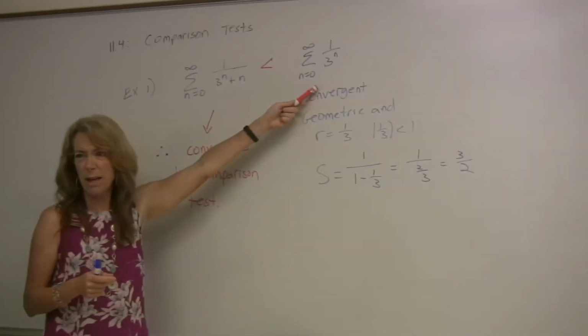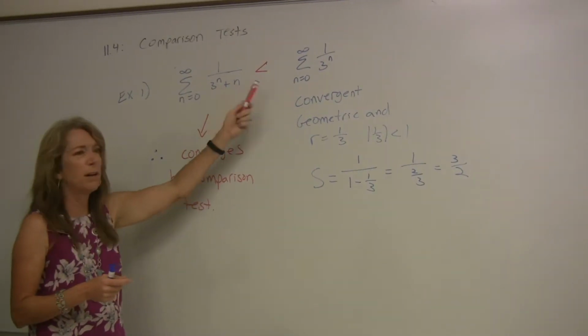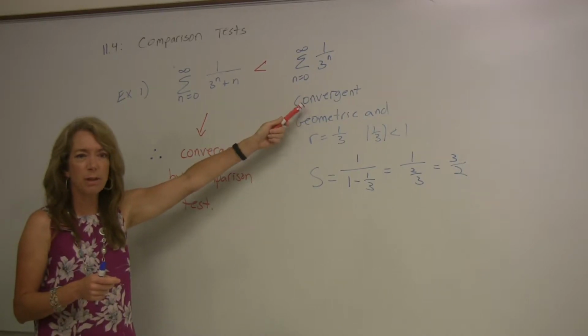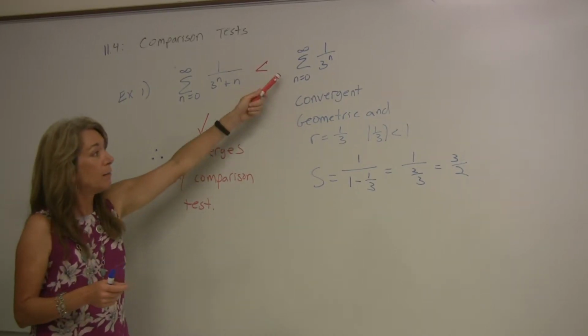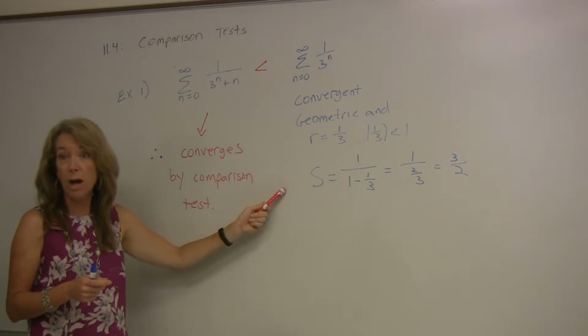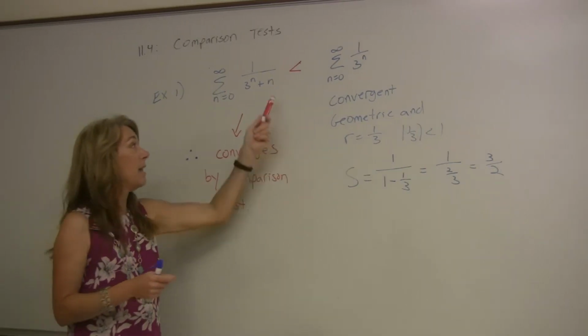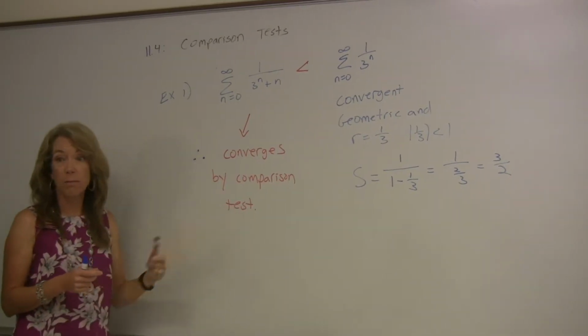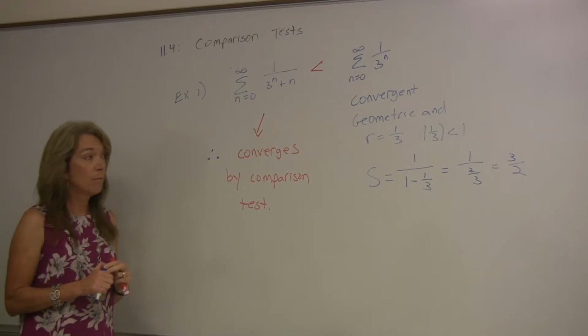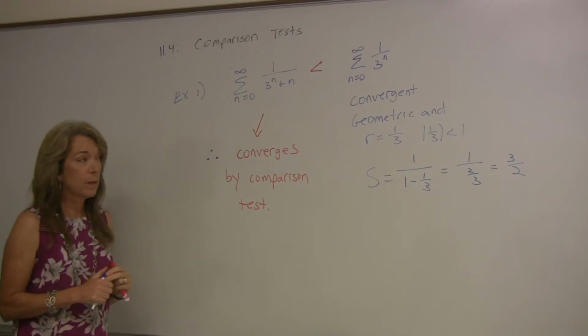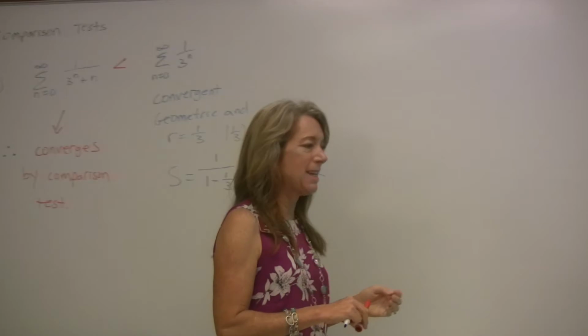Now, I came up with that on my own. I said I'm going to ignore that part and use that part. We'll talk about how to choose what to compare it to in a minute. I referred to this one, explained why it was convergent, and then I said this one must also converge by the comparison test. So we'll talk about what the comparison test says.